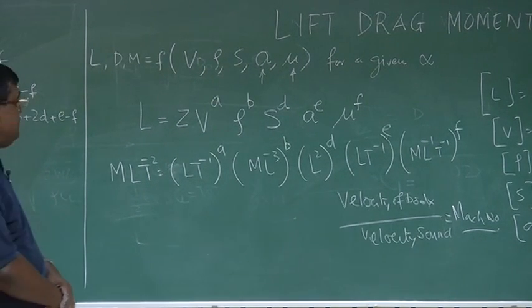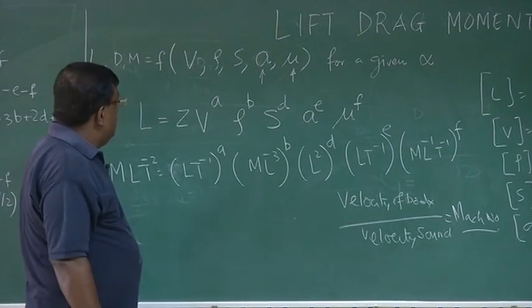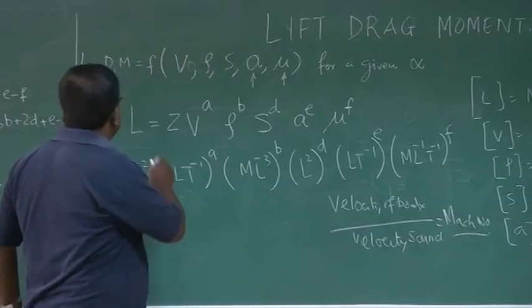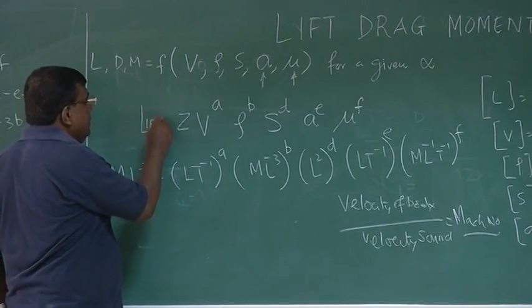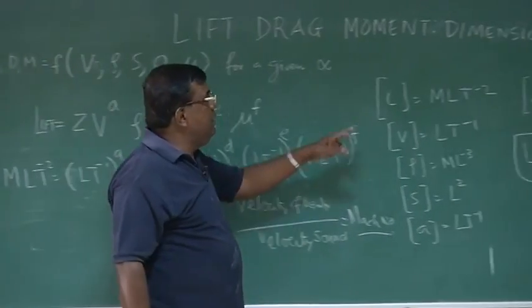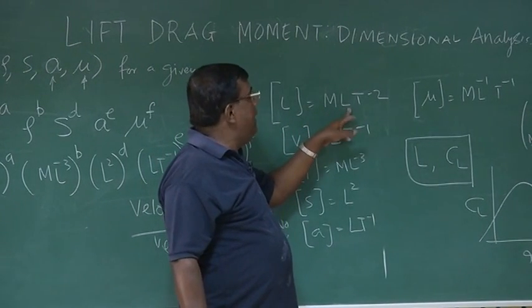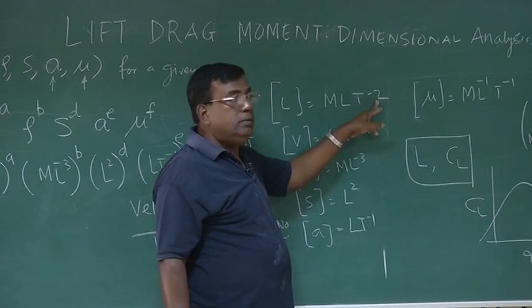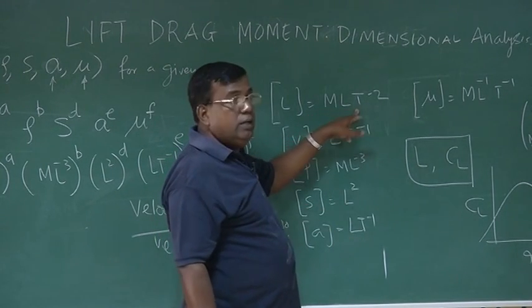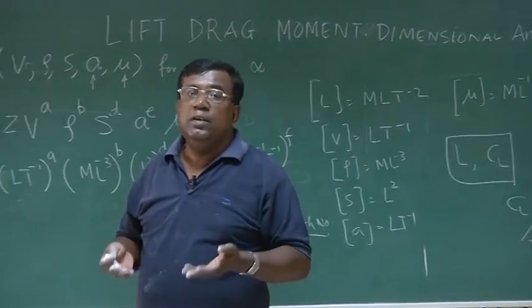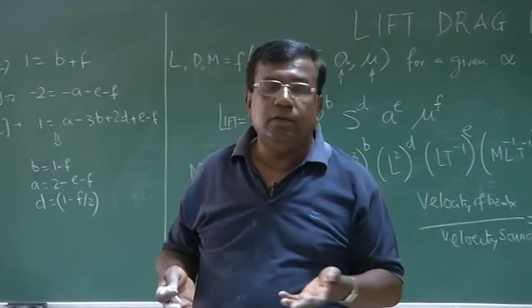Right? Now let us see what is the dimension of L. L is the lift here. Okay? L is the lift. What is the dimension of lift? That is force. So mass into acceleration. So M L T minus 2. It is mass into acceleration. Acceleration is V by t. V is L T minus 1. T is by t. So L T minus 2.